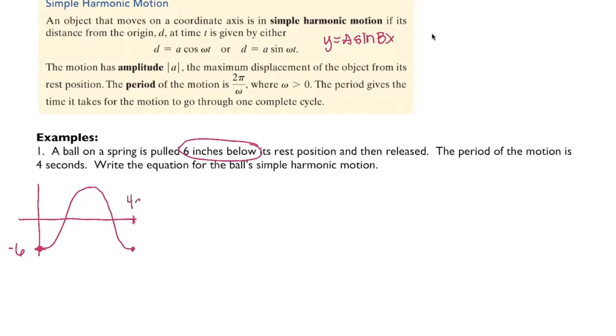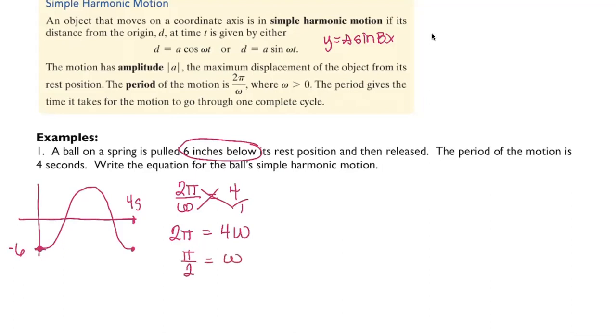So this would be 4 seconds right here. Now we have to figure out what omega is equal to, or what we're used to calling b. So the rule is 2 pi divided by omega is equal to the period, which in this case is 4. So we need to solve for omega. If we cross multiply here, think of this as over 1, we get 2 pi equals 4 times omega, and divide, we get pi halves as the value for omega.